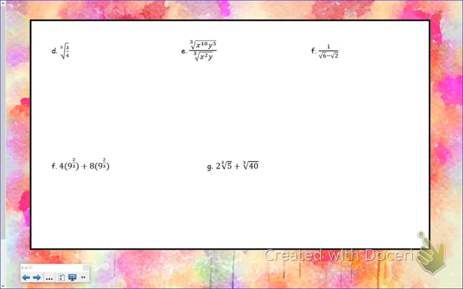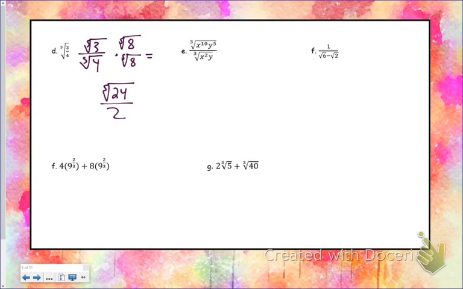All right, so on D, I'm going to rewrite this as the 5th root of 3 over the 5th root of 4. So again, a 5th root that's easy to get to would be the 5th root of 32. So I'd have to multiply by the 5th root of 8 top and bottom, which gives me the 5th root of 24 over 2.